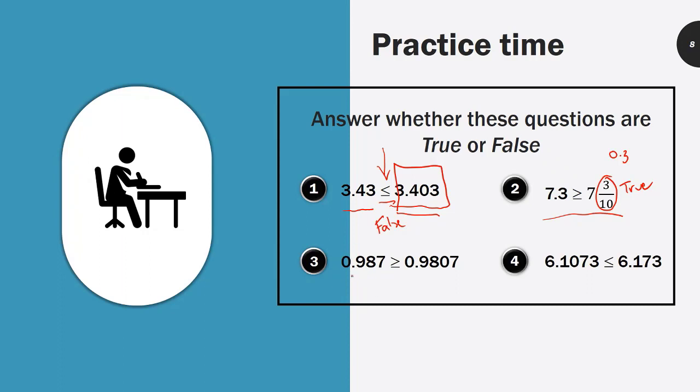Question 3 here says that 0.987 is greater than or equal to 0.9807, and that is also a correct statement. So that one there is true. And our last one here is saying that 6.1073 is less than or equal to 6.173, and this number here is smaller than this one here. So what it's saying there is true.